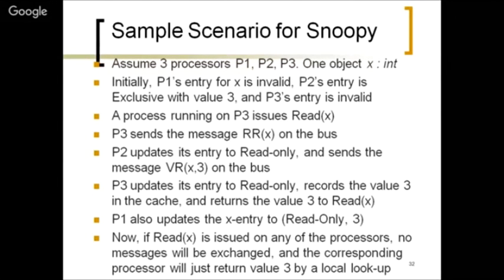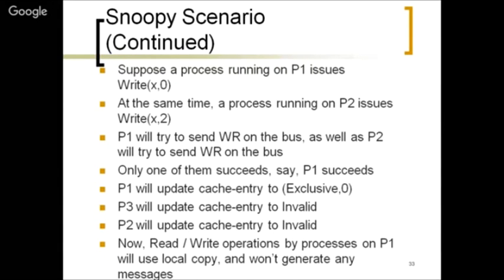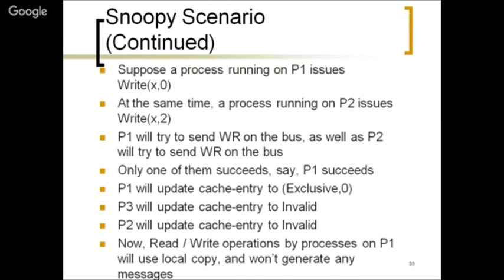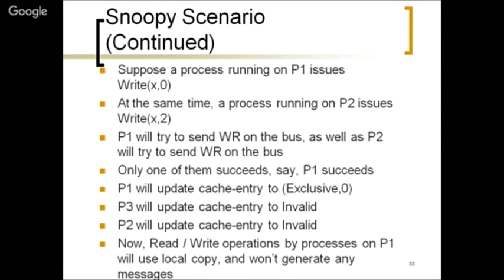That is the first scenario. The second scenario is, suppose P1 is in the write mode. It wants to write 0, meaning it wants to update the value from 3 to 0. Initially in the last slide we had 3, now let's say I want to make it 0. At the same time, a process running on P2 issues write X2. Now there are two writes: P1 issues write X0 and P2 issues write X2. What should we do in that case? What will Snoopy do? P1 will try to send the write message on the bus, and P2 will also try to send a write on the bus. Only one of them should succeed.